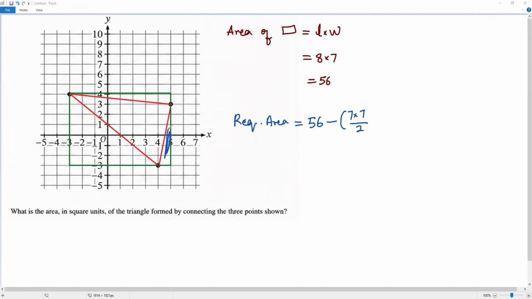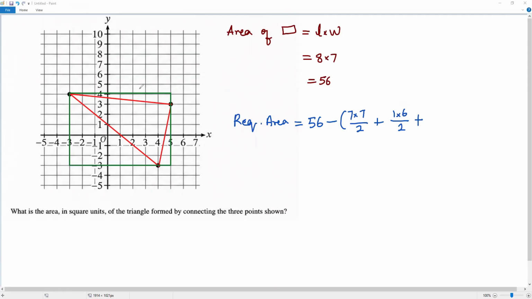Now let's find the area of this triangle. For this triangle, we can consider this as base and this as height. Here the base is 1 and the height is 1, 2, 3, 4, 5, 6. So base is 1 unit and height is 6 units. Base times height divided by 2. This is the area of the triangle we have over here.